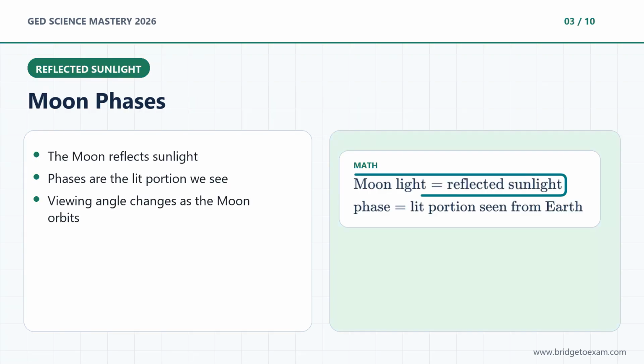The moon does not make its own light. We see sunlight reflected from the moon's surface. As the moon orbits Earth, we see different amounts of its sunlit half. That is what phases are: new moon, crescent, first quarter, gibbous, full moon, and back again. The lit half always faces the sun, but from Earth, our viewing angle changes during the month.